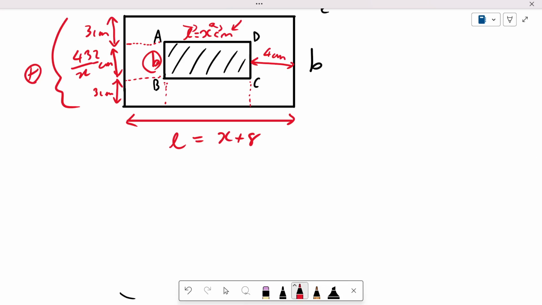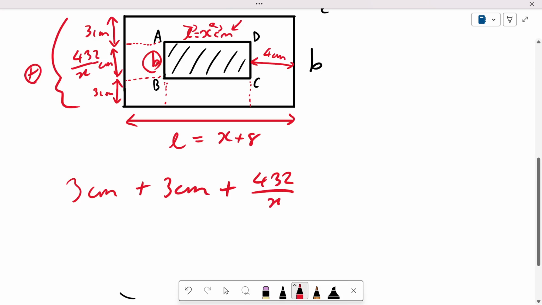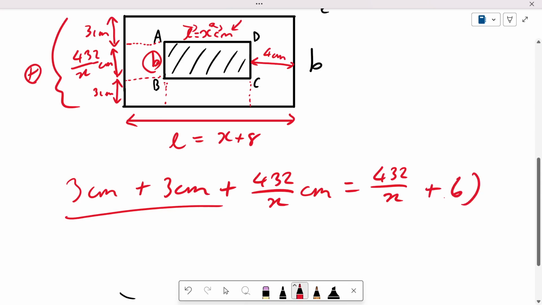Okay, so we need to add all of these together. So we're going to get 3 centimeters plus another 3 centimeters plus 432 over x, where these two will add together. So this is centimeters, which is equal to, let's put this first. Remember, the one with the variable normally goes first. So it's going to be 432 over x plus 3 plus 3, which is 6. You can even write it like this with the centimeters outside or right next to them. But once again, with our mathematical substitution, we are going to keep it as just the variable and the constant. So let me just write that down right now.